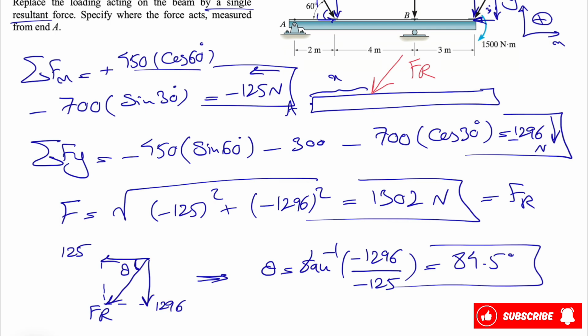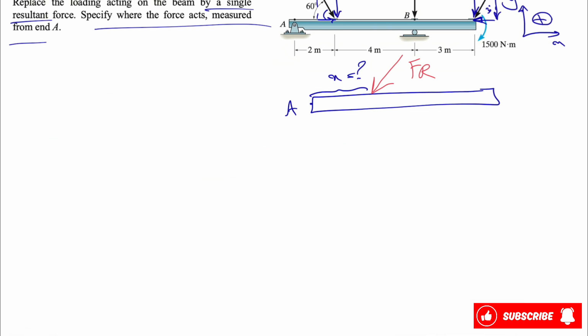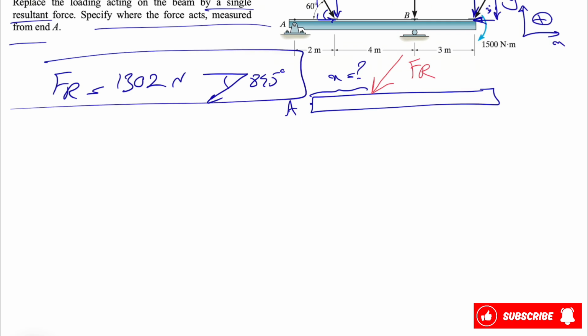And next part, we need to specify where the force is acting, and we need to specify the distance of the force from point A or the X that we are looking for in here. I'm just gonna clean up all this information. I'm just gonna put the single force that we found at the end of this process. So what we found at the end for FR was 1302 Newton, and we found the angle here will be 84.5 degrees. So that was the first part.